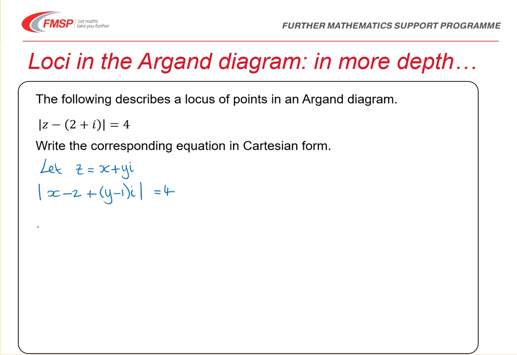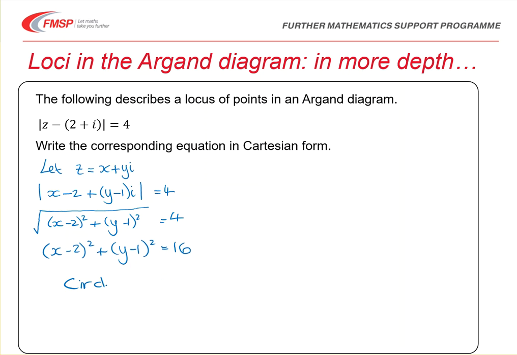But we know that to find the modulus of a complex number, we simply take the square root of the real part squared plus the imaginary part squared, and that's equal to 4. If we square both sides of the equation now, we end up with x minus 2 squared plus y minus 1 all squared is equal to 16. And we recognise this immediately from our coordinate geometry as a circle with centre at 2, 1 and radius equal to 4, just as we'd expected from this equation here.